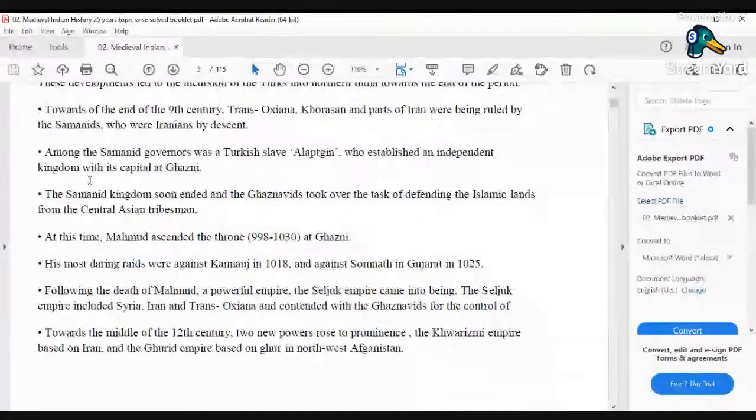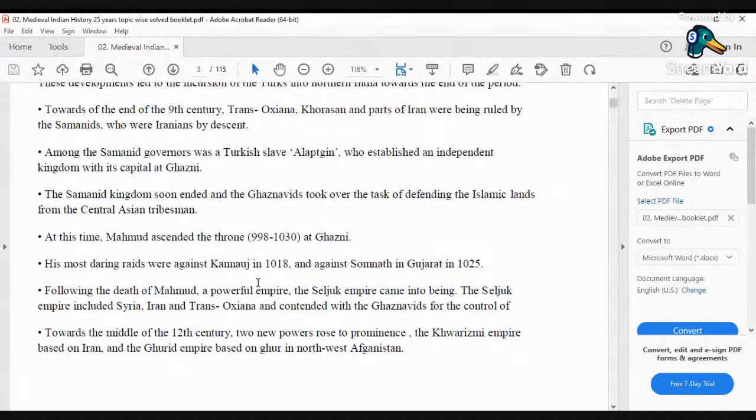Among the Samanid governors was a Turkish slave, Alaptagin, who established an independent kingdom with its capital at Ghazni. One of the rulers of this Ghaznavid dynasty was Mahmud of Ghazni. Mahmud of Ghazni ascended the throne in about 998 AD at Ghazni.